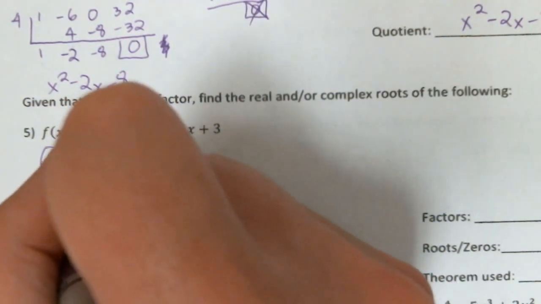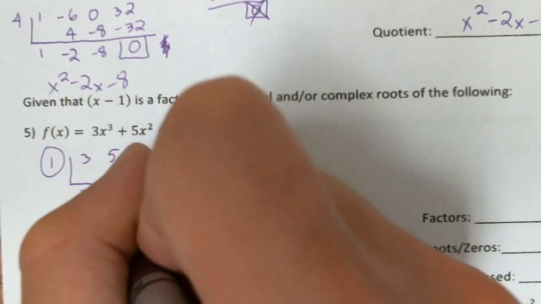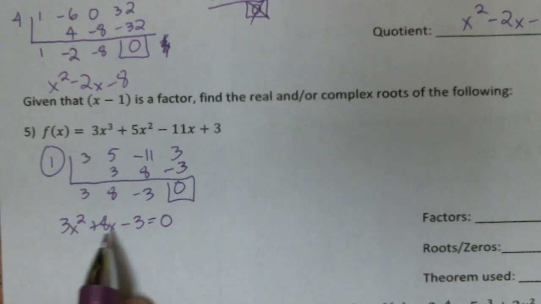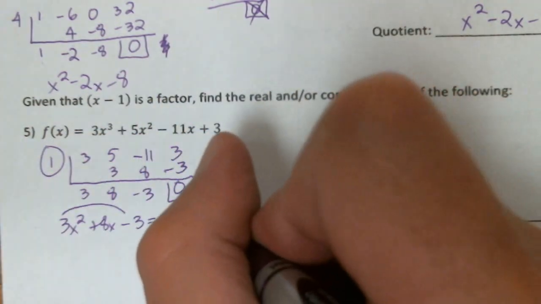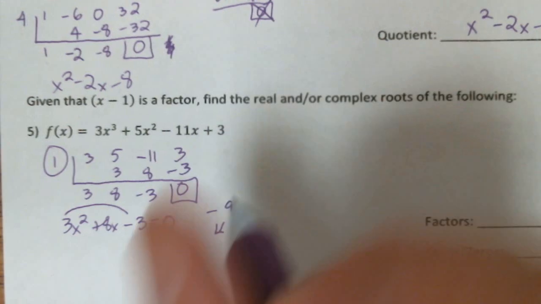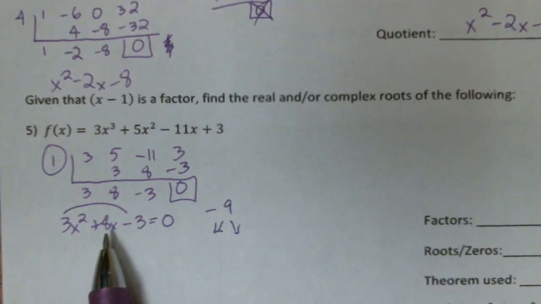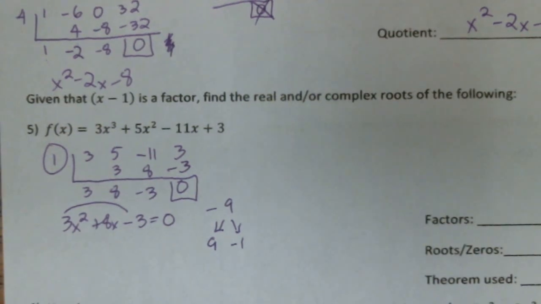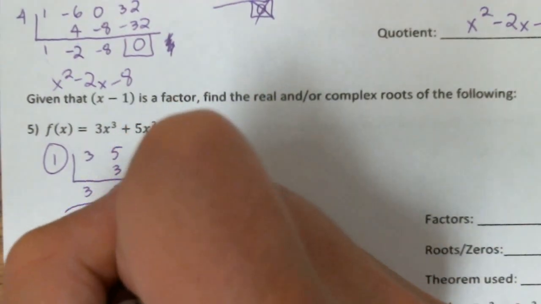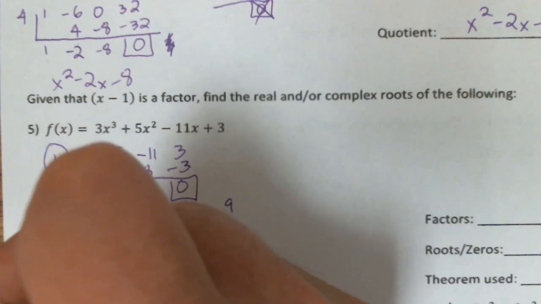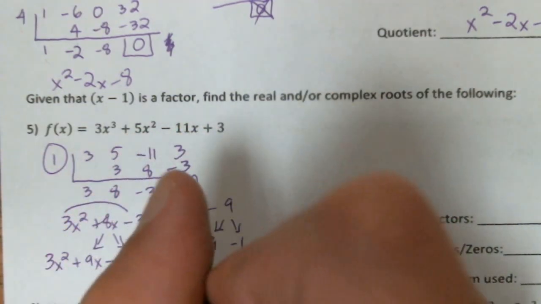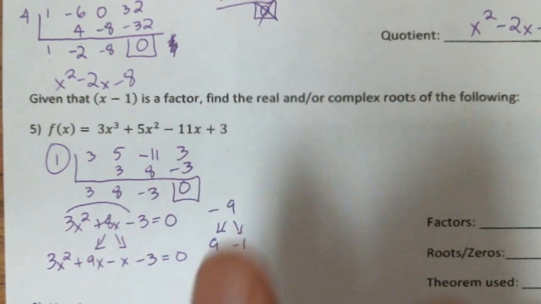So this is going to be 3x squared plus 8x minus 3 equals 0. Can I factor that? Well, let's try the rainbow thing. Let's factor when a is not 1. 3 times negative 3 is negative 9. Are there any factors of negative 9 that add to 8? The answer is yes. A positive 9 and a negative 1 add to 8. So I'm going to split this middle term. I will put the 9 with the 3. That makes sense. I'll put the negative x with the negative 3.